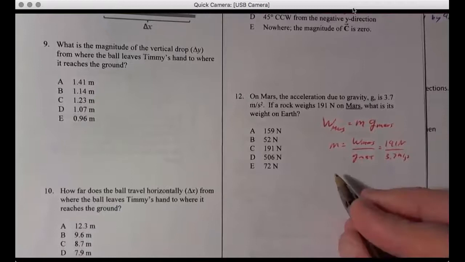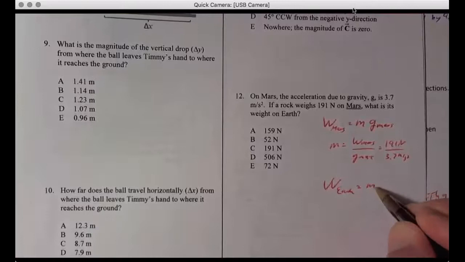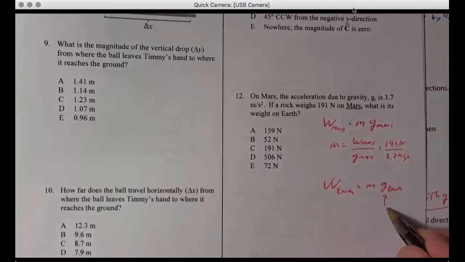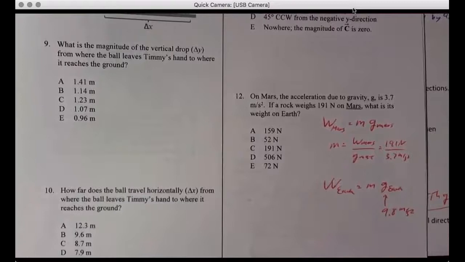And now the weight on Earth is equal to m times g on Earth, and g on Earth is our good old 9.8 meters per second squared. And so that's how you solve this kind of problem.